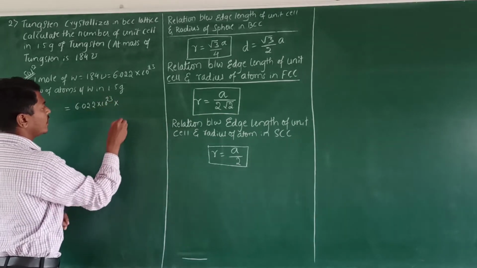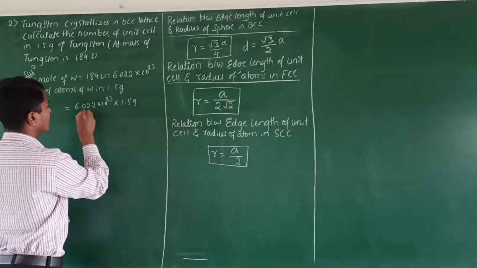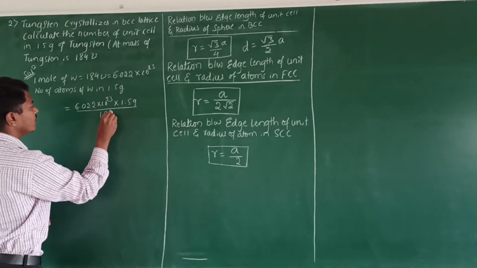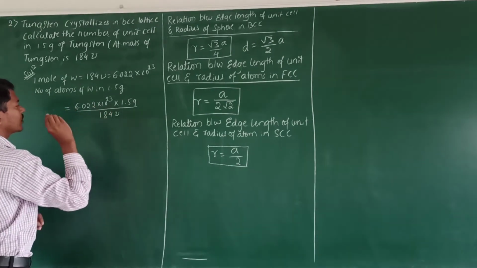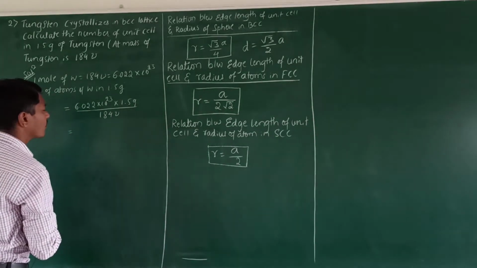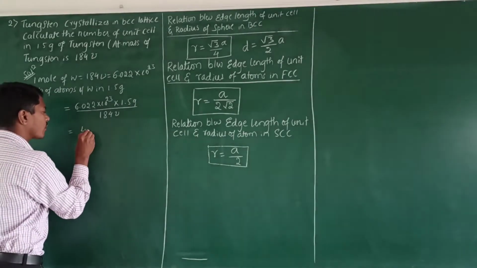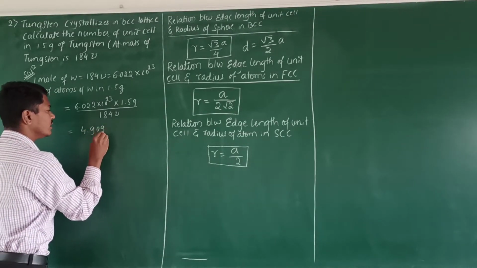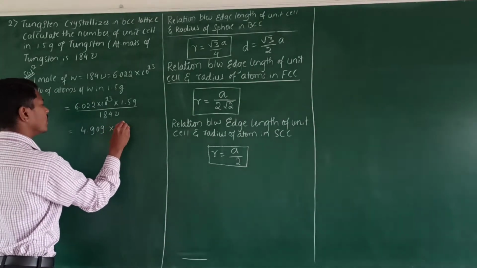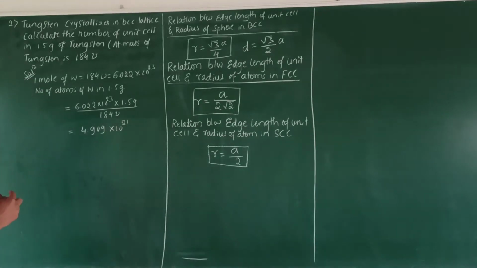Then how many grams? 1.5 grams. Atomic mass is how much? 184 unit, isn't it? Okay. Then what is the answer for this? Its answer is 4.909 into 10 to the power 21. This is the number of atoms.